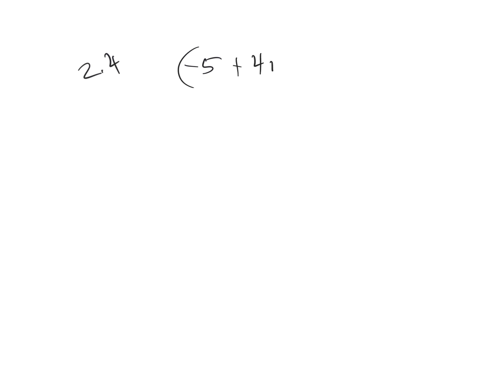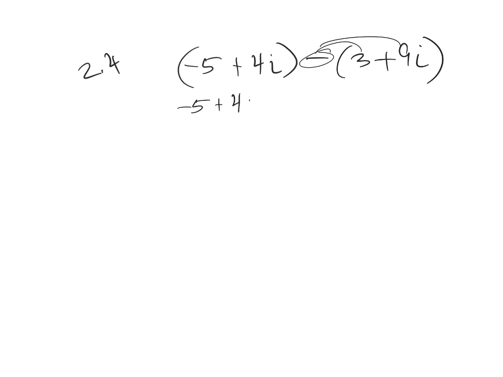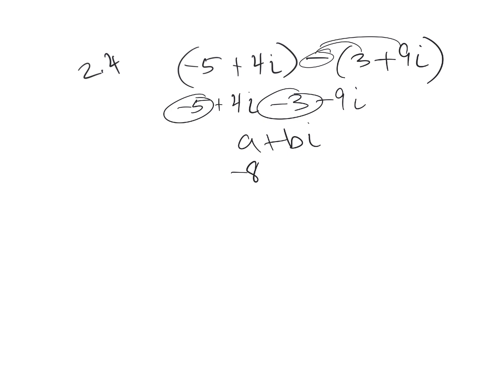Negative 5 plus 4i. I'm going to change this a little bit. Minus 3 plus 9i. Go. So don't forget to distribute the minus sign through here. So we get negative 5 plus 4i, minus 3, and a minus 9i. Then put everything together, real numbers. We're looking for a plus bi, that form. So negative 5 and negative 3 is negative 8. And 4i minus 9i is minus 5i. Who got that right?